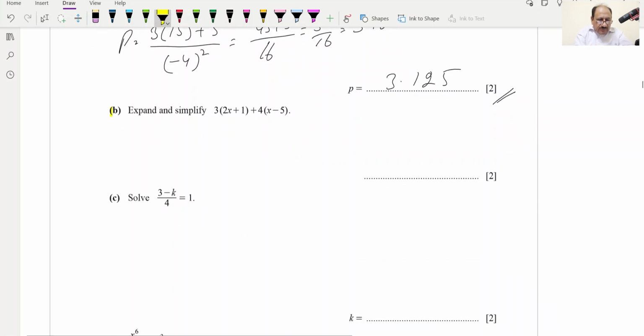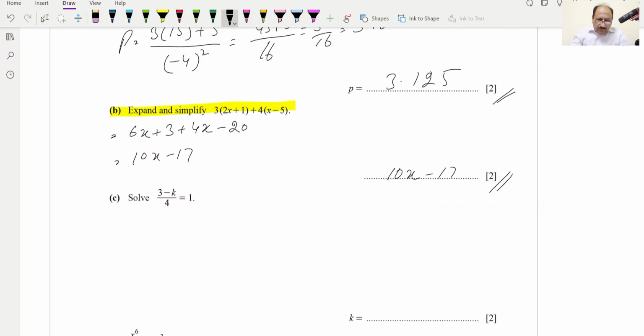Then B part, expand and simplify the algebraic expression. We have to expand and simplify. So 3 2s are 6, so 6x plus 3 ones are 3 plus 4x, 4 into x will be 4x, minus 4 minus 5 multiplied by 4 will be minus 20. So 4x plus 6x will be 10x, and plus 3 minus 20 will be minus 17. So our final answer will be 10x minus 17 for 2 marks.